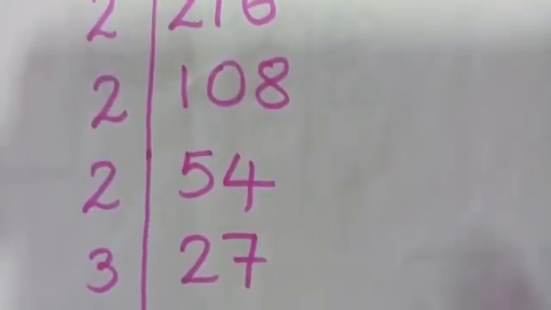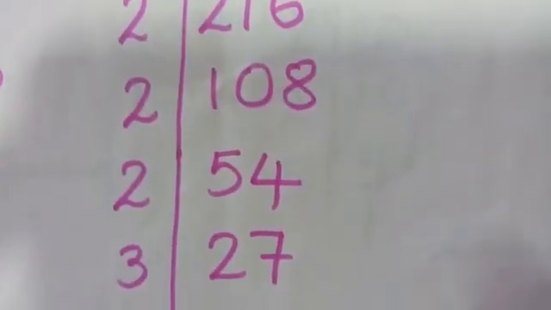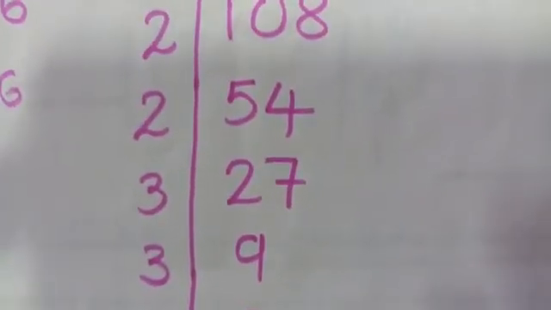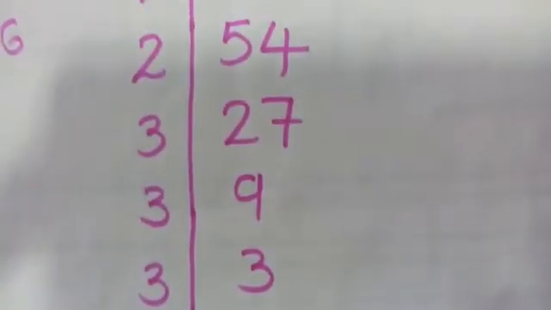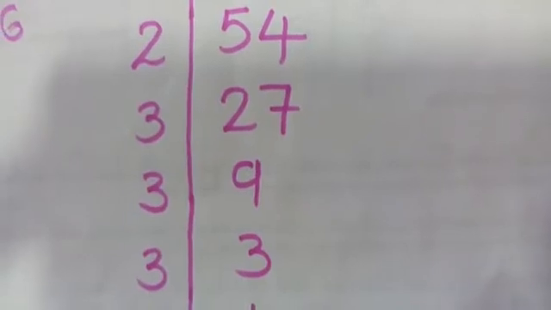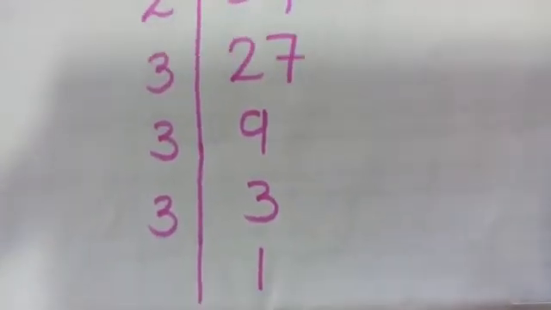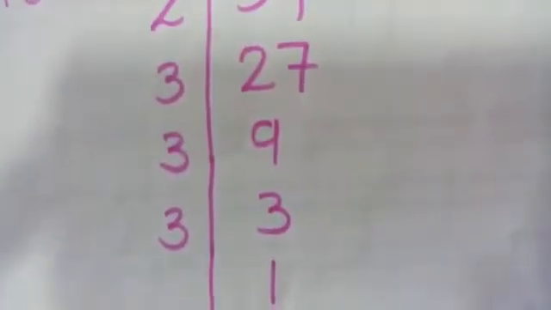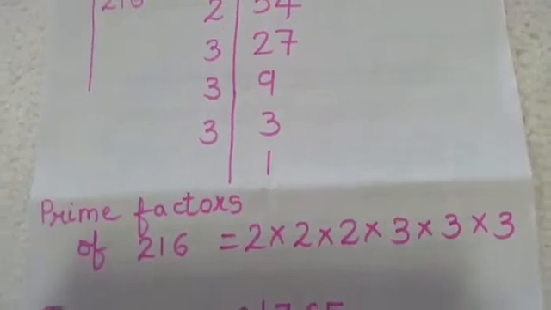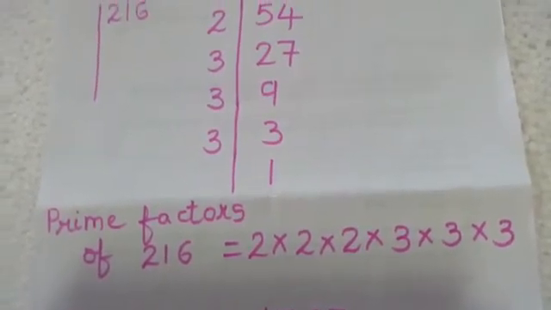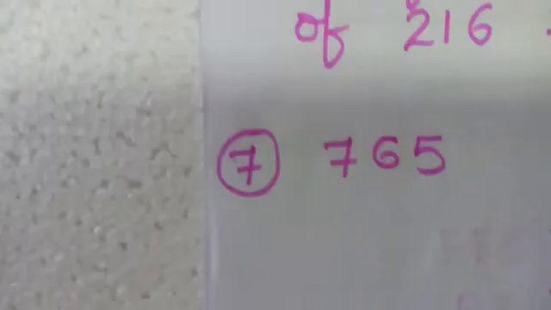27 is an odd number, so we divide it by 3. After dividing it by 3, we get the answer 9. 9 is completely divisible by 3. We get the answer 3. Now 3 itself is a prime number, so 3 is divided by itself, so the quotient is 1. So the prime factors of 216 are 2 into 2 into 2 into 3 into 3 into 3.